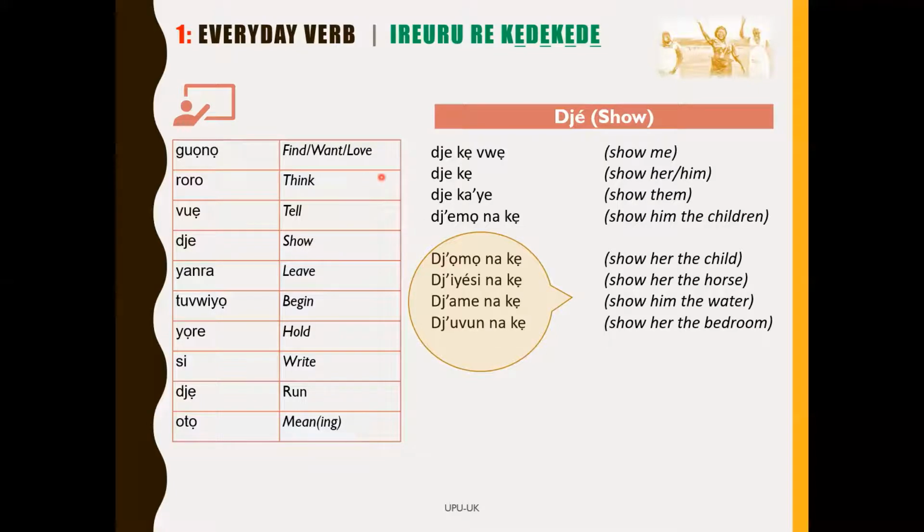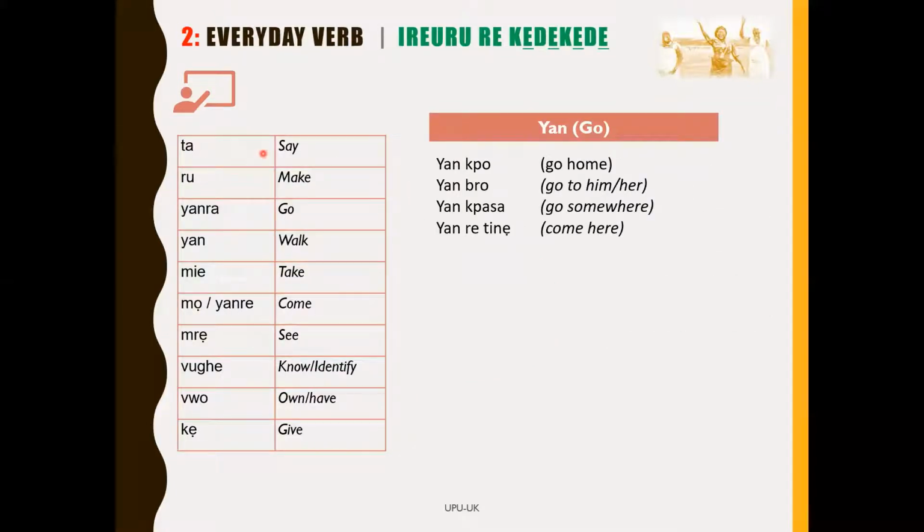So we'll move on to the next set, and here they are. So we have say, ta, to make something, make, ru, to go somewhere, to approach something, to go somewhere, ya, yara, or it could be ya or yara. Yeah, so go and yeah, or to come. These are all words originated from yeah, which is walking.